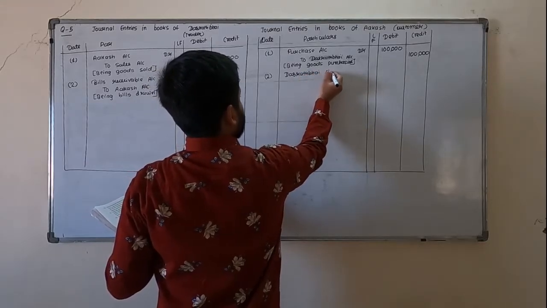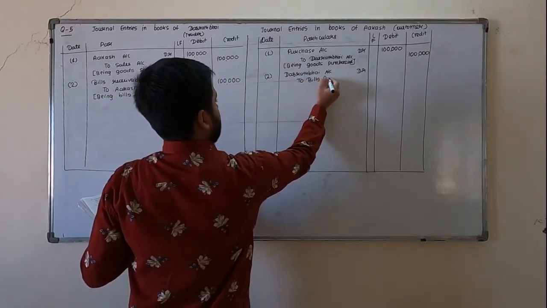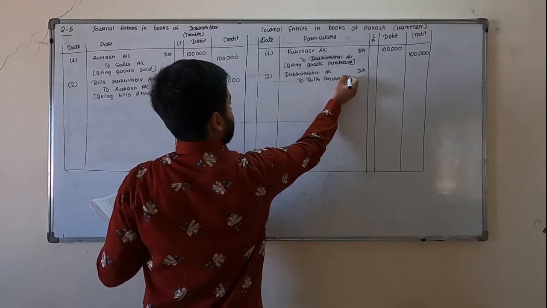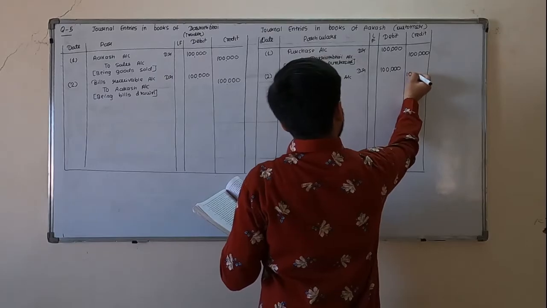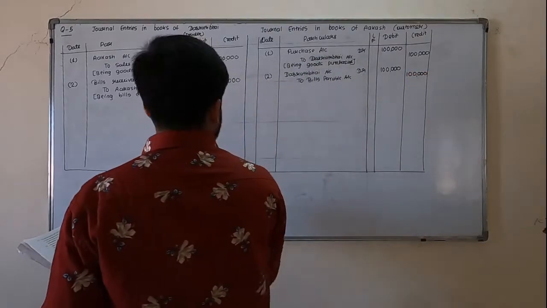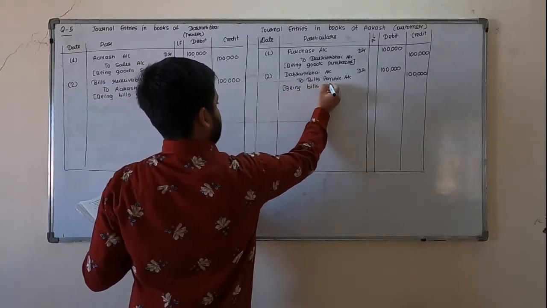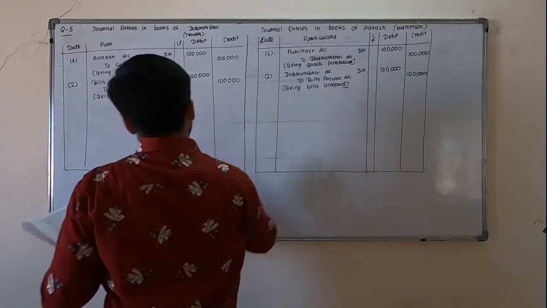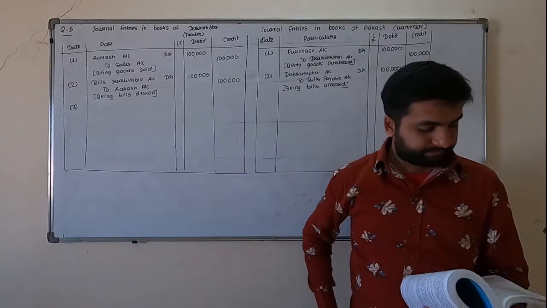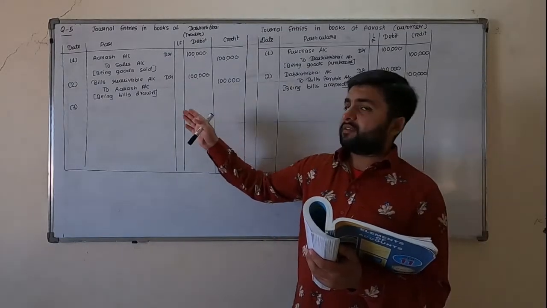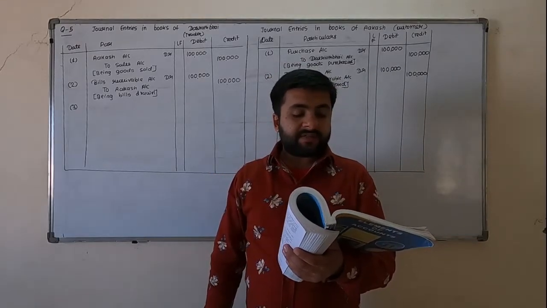Dashrath Bhai account debit to bills payable account for 1 lakh, being bills accepted. Now the entry for drawing the bill and for accepting the bill is over. Now let's see. Akash accepted and returned.